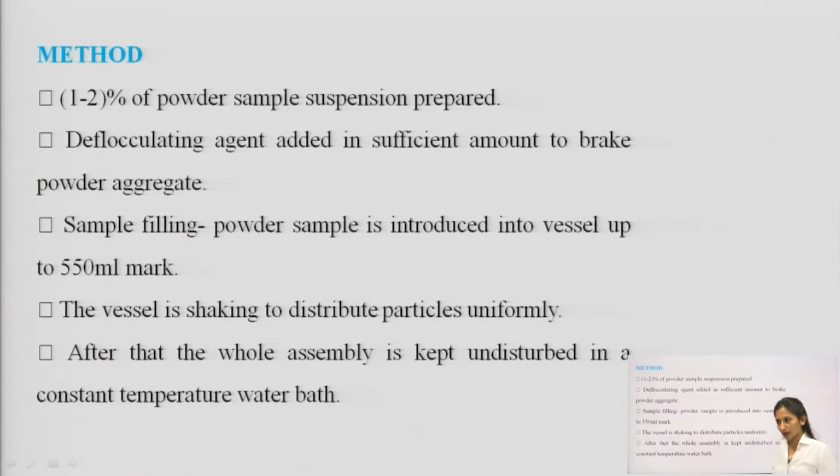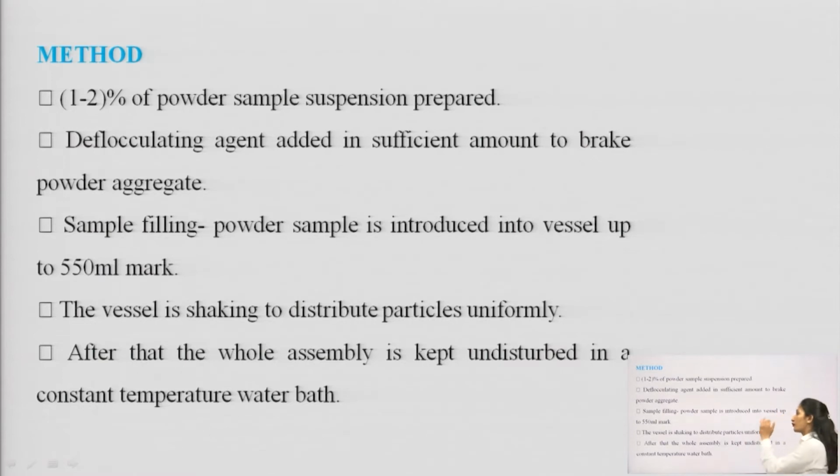Either you have a prepared suspension of the sample powder, or if you do not have one, you have to prepare a suspension using this dry powder. You have to prepare a 1 to 2% suspension, that means the suspension should be very dilute. Why should it be dilute? Because if you want to determine the exact or accurate particle size distribution by the sedimentation method, then the sedimentation of the particles should be without any hurdle, without any disturbance.